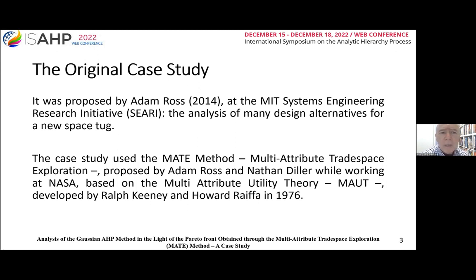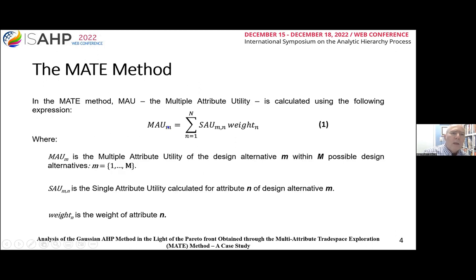So the case study used the MADE method, multi-attribute tradespace exploration, which was proposed by Professor Adam Ross and Professor Nathan Diller while they were working at NASA, based on the multi-attribute utility theory developed by Ralph Keeney and Howard Raiffa in 1976. Well, it's not the objective of this presentation to discuss in detail the MADE method, but rather to discuss a new proposition for the Gaussian AHP. Anyway, I have to describe a little bit of the MADE method.